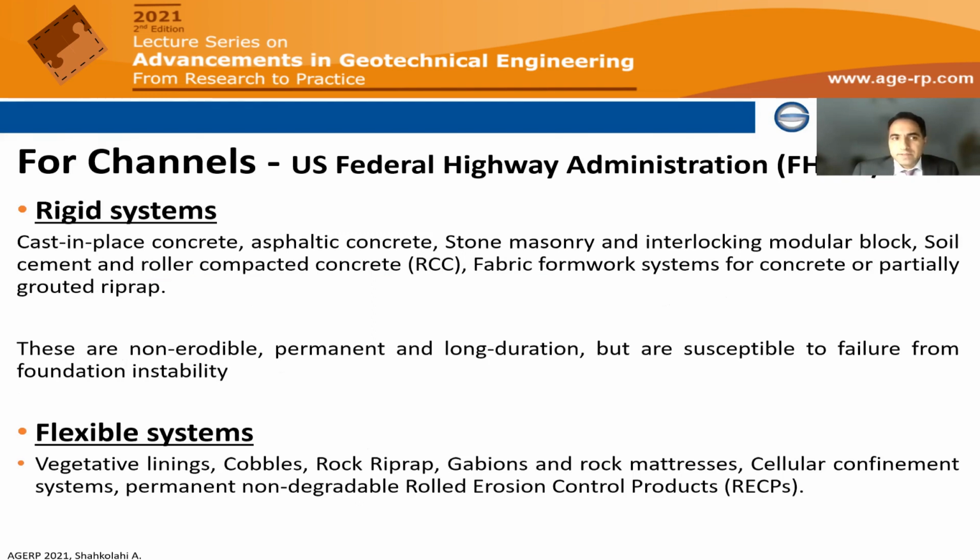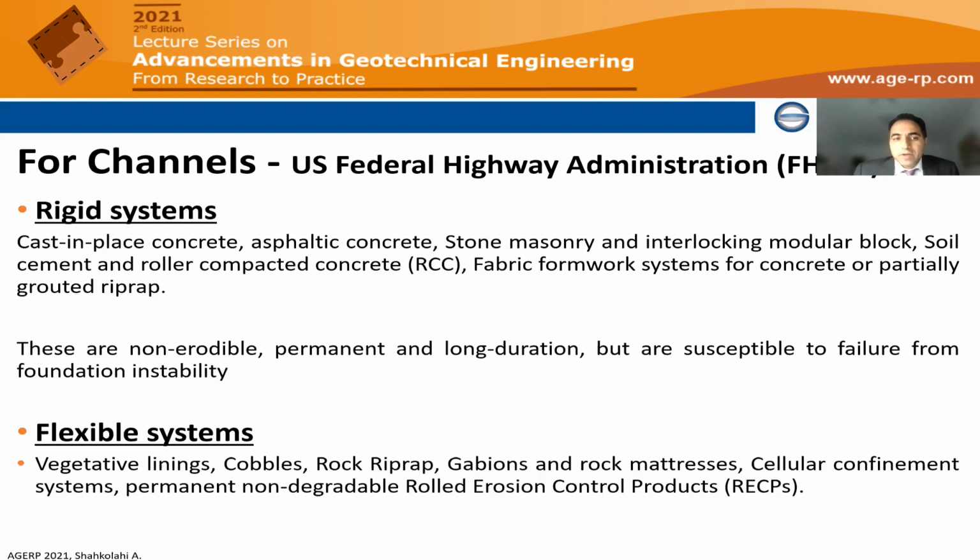Now in channels, FHWA, the Federal Highway Administration, has categorized these systems into two: rigid systems and flexible systems. Rigid systems are like concrete or asphalt, for example, or stone masonry in interlocking blocks, and similar applications. These are good and they don't get eroded. But of course, because they are rigid, there is a risk that if something happens to the foundation, they will crack and fail.